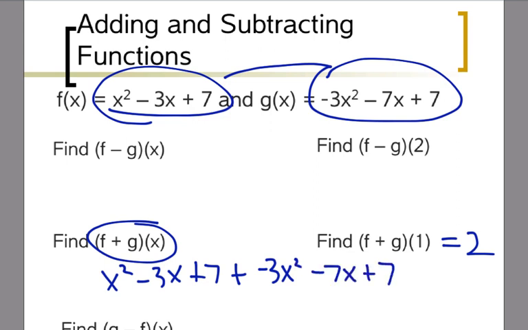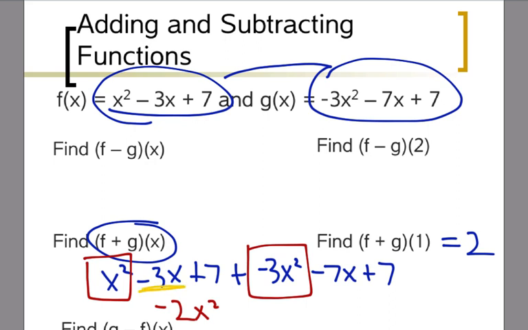Now notice I didn't use parentheses here. I could have. I could group them with parentheses, but again, like in the combining like terms lesson that I gave you, you don't need those parentheses because you're just distributing a plus sign, so you don't really have to write them. So I'll erase. And now I just have to combine my like terms. So I have x squared and negative 3x squared. I combine those to get negative 2x squared. And then I have negative 3x and negative 7x, so that's going to give me negative 10x. And then I have two positive 7's, and that gives me plus 14.